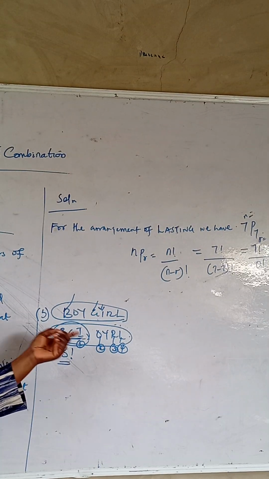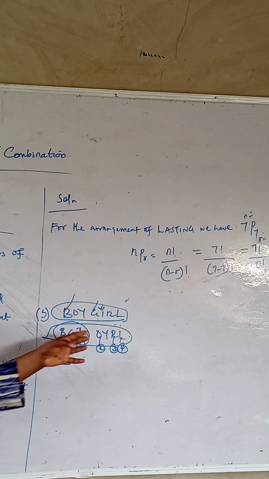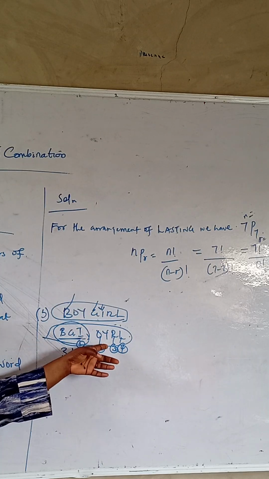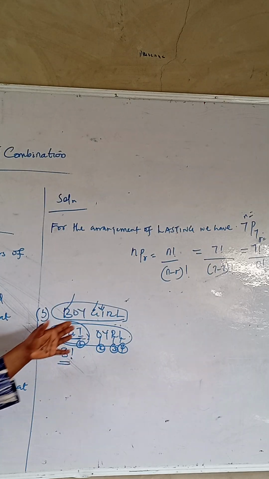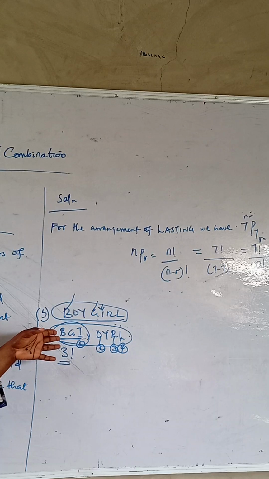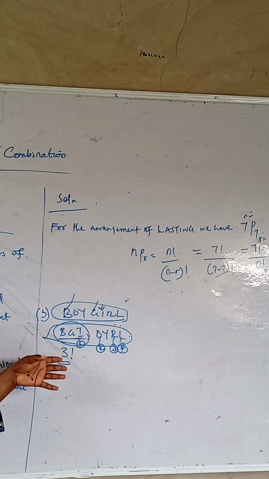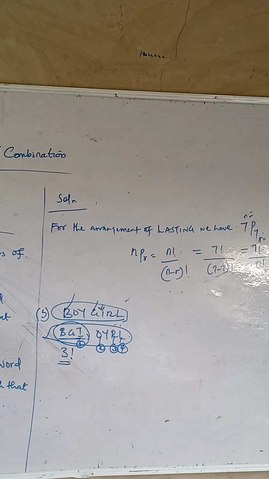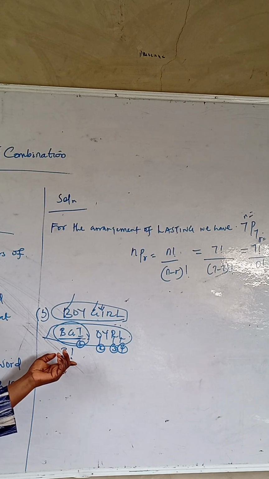You will see that we have rearranged this already. We have BGI and then we have OYRL. So now if you want to evaluate this, what do you do? You first of all take BGI into consideration, which we have done. So when you take BGI into consideration, how many letters do you have? 3 factorial. You do that and you keep it aside.